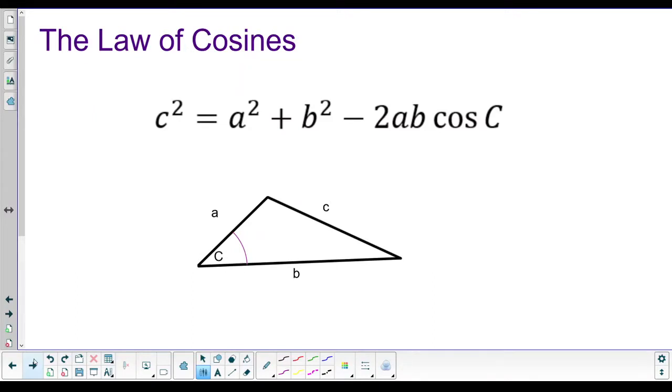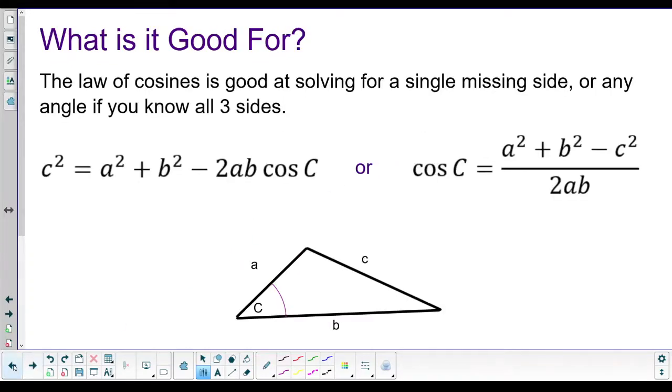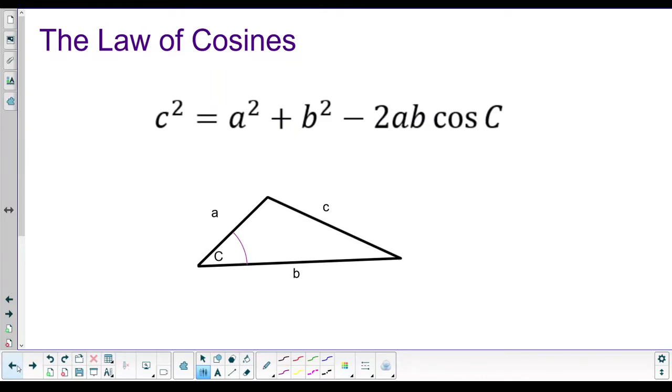So here is the actual law of cosines. There are a couple of different versions. Okay, so here's the law of cosines. What the law of cosines tells us is the length of side C. So we want to know how long is this side. There are a couple other things it's good for, and we'll see that on the next slide. But it tells us side C.